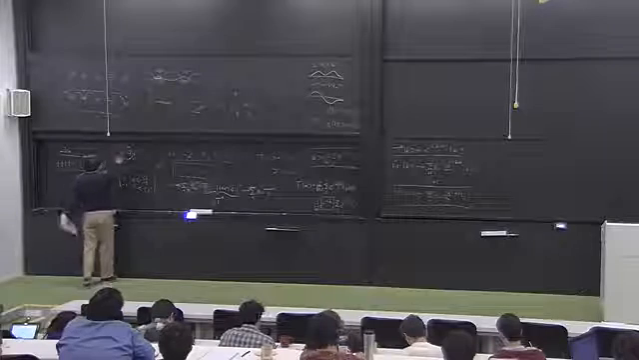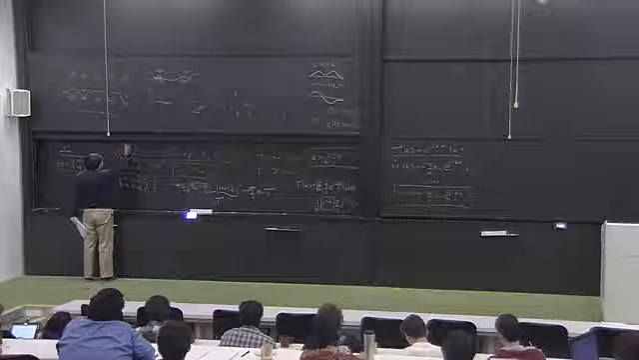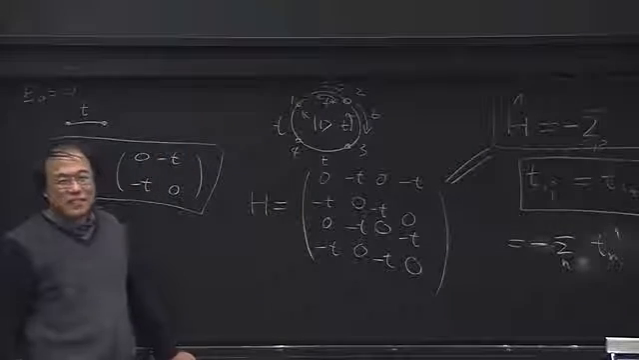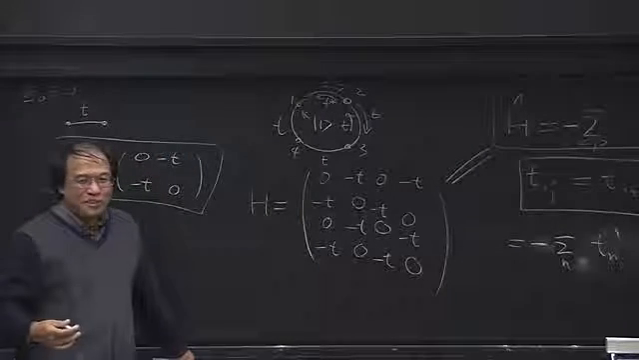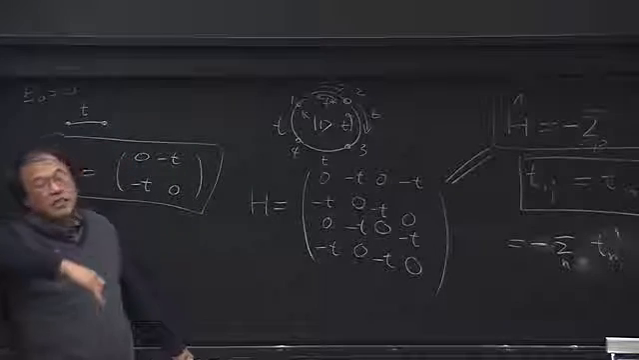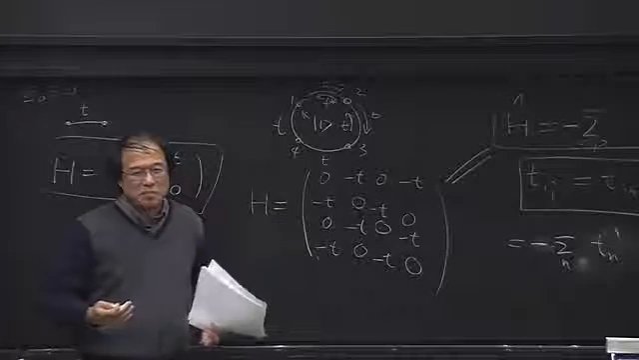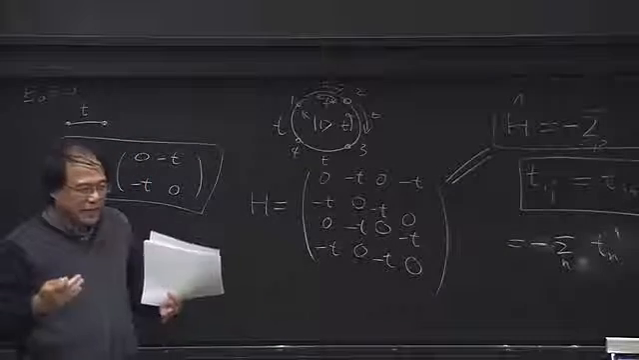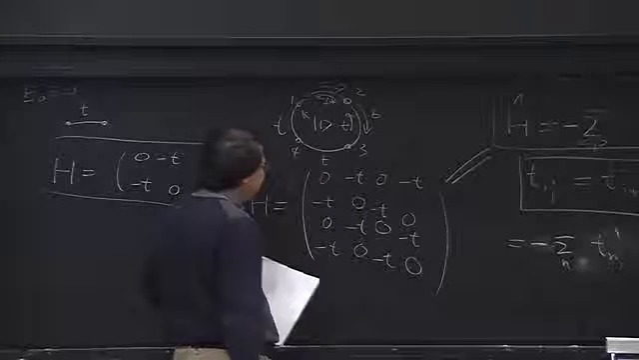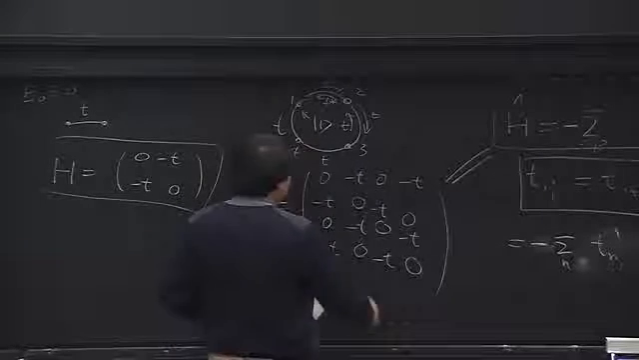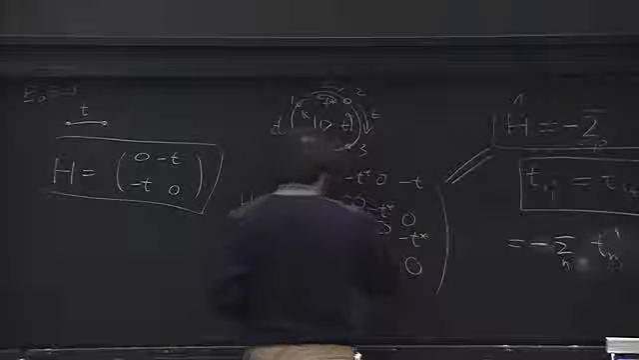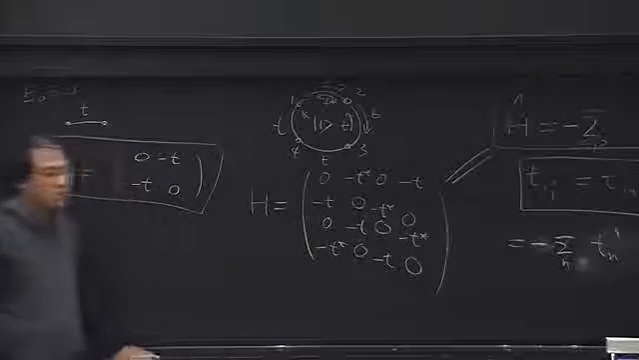Well, actually, it's already here. If this direction is t, this direction should be t star. If t is complex, the hopping backwards should be t star. Certainly, if t is real, it doesn't matter. T and t star are not the same if t is complex, so I have to be careful. Hopping forward is t, hopping backwards is t star. So I should put t star here.